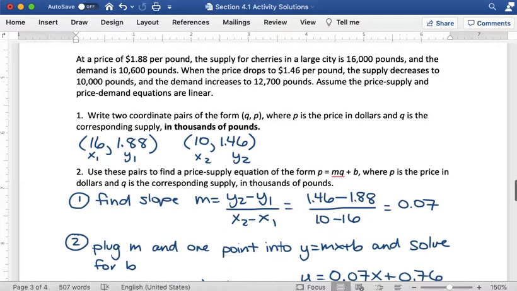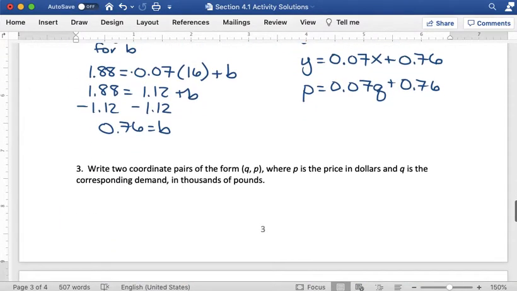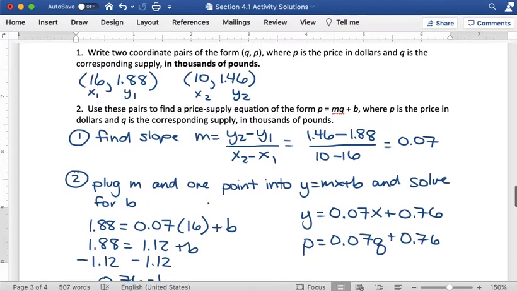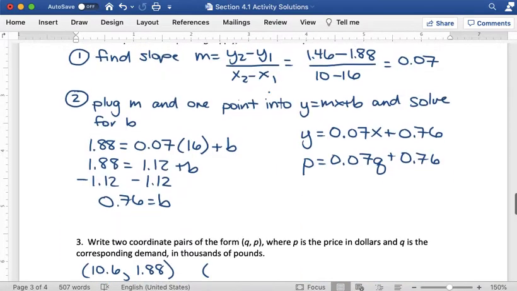So going back to my information here, price of $1.88 per pound, demand is 10,600 pounds. So that's going to be 10.6 thousand pounds. So my point is 10.6, comma, $1.88. And then for my second point, when the price is $1.46, demand is 12,700 pounds. So 12.7, $1.46.